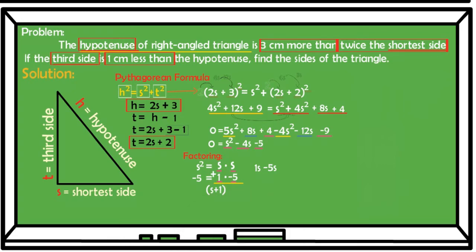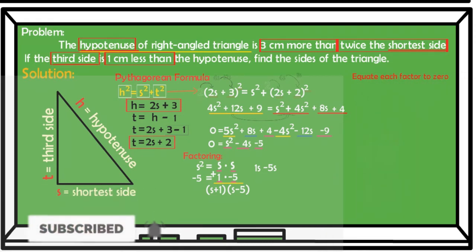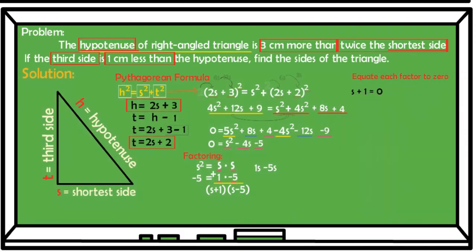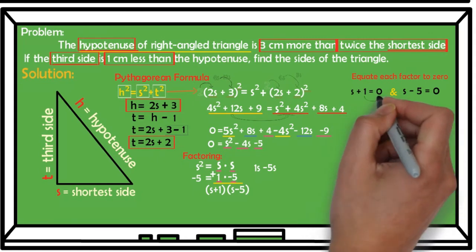So, we have s and 1. So, combine natin s plus 1. Then, yung isa naman, s minus 5. So, equate each factor to 0. So, yung s plus 1, that is equal to 0. And, yung isang factor natin, s minus 5, that is equal to 0.